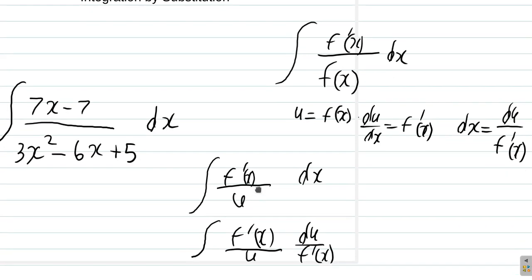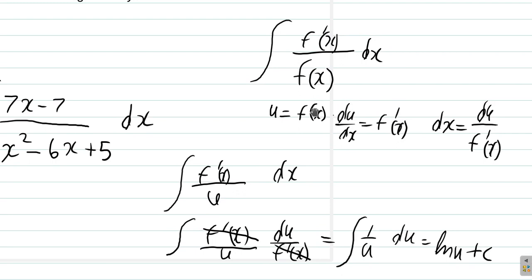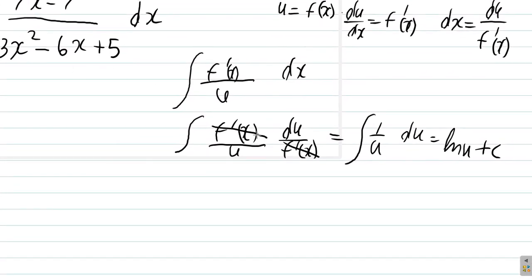See that? When you differentiate f of x, you get f prime x. What is going to happen here now? F prime x here will cancel f prime x here. So what you have is the integral of 1 over u du. See that? So the answer will be ln u plus c. And since u is equal to f of x, what you have is ln f of x plus c. That is the general format it's going to take.